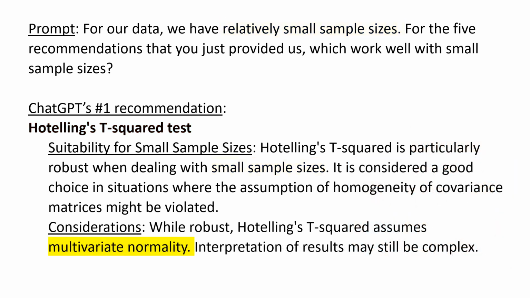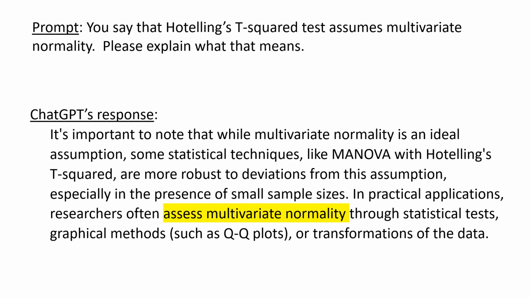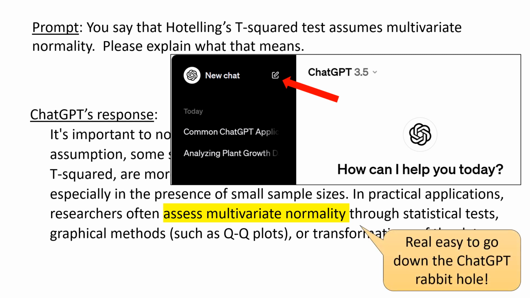In its response to our latest question, ChatGPT notes that Hotelling's t-squared test assumes multivariate normality. We don't know what multivariate normality is, so we asked ChatGPT for an explanation, which ChatGPT provides, and even tells us how to assess multivariate normality. If we need to learn more about these statistical tests, we could ask ChatGPT to tell us more about them. But best to save these questions for a different ChatGPT session so that we don't lose our train of thought.